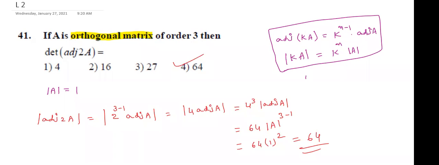Here note down one more formula: det of adjoint A is equal to (det A) whole power n minus 1. This is the formula. Orthogonal matrix means det A value is 1. Remember it.